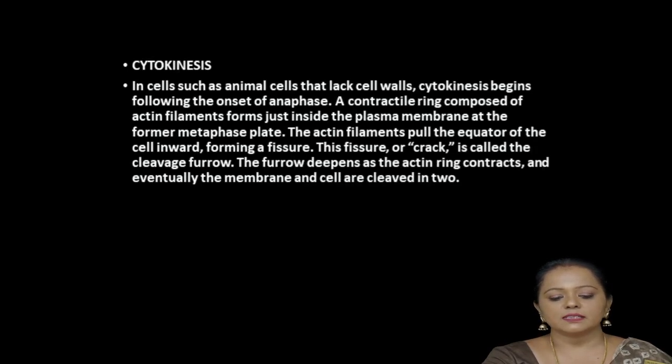The final phase is cytokinesis. In cells such as animal cells that lack a cell wall, cytokinesis begins following the onset of anaphase. A contractile ring composed of actin filaments forms just inside the plasma membrane at the former metaphase plate. These actin filaments pull the equator of the cell inward, forming a fissure, also known as a crack. This is called the cleavage furrow. This furrow further deepens, and completely the cell gets broken down into two parts.